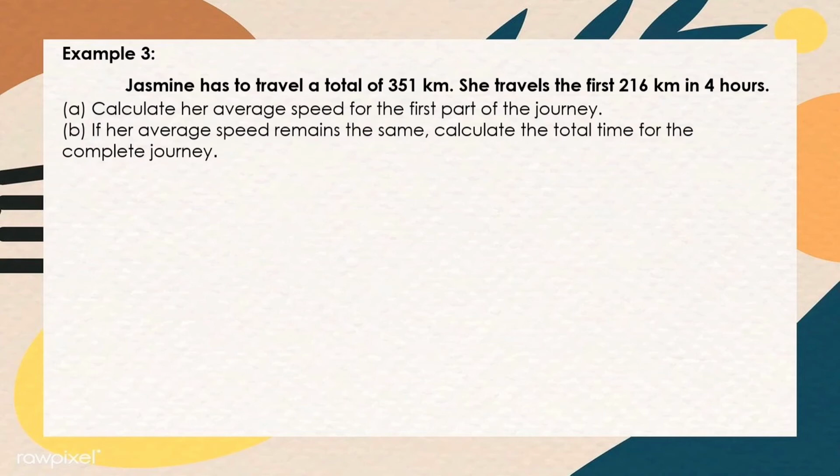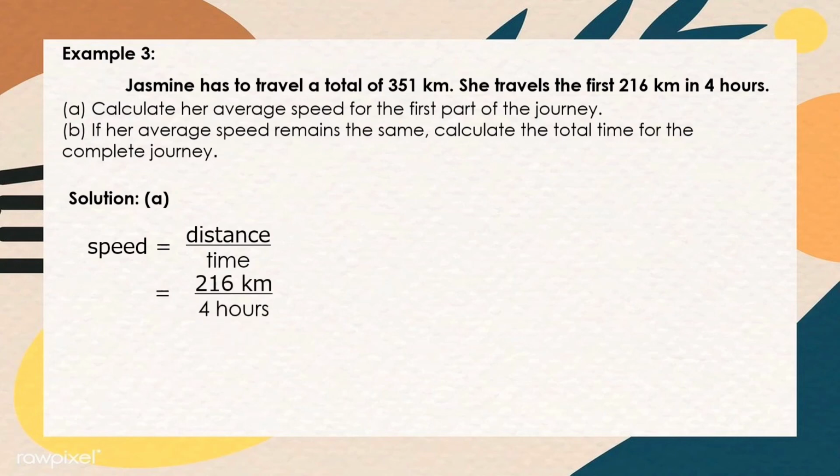Okay, so we are looking for the speed, the average speed, which is, what are the given here? The 216 km, which is the distance, and the 4 hours, which is the time. So the formula we are going to use here is speed is equal to distance over time. So the distance here is 216 and time is 4 hours. So 216 divided by 4, the answer here is 54 km per hour. So the average speed here is 54.